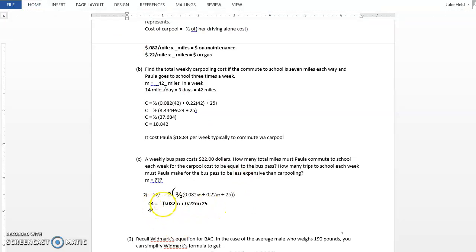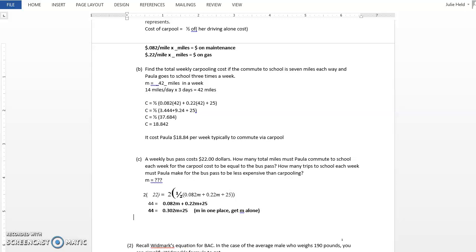Now, on this side, I notice I have some M's in more than one place. So if they're the same kind of term, there's no exponent or anything, I could just add those together. So 22 hundredths plus 0.082 should be 0.302, I believe. Hopefully you're checking. And so now I have an equation where there's only one M in one place. So now I can get M alone, right? So I had to do some cleanup this time to get it going.